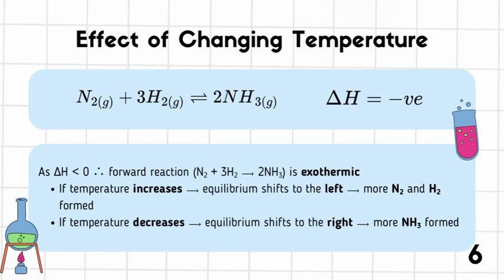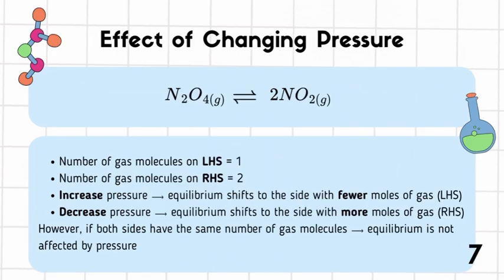On the other hand, if we decrease the temperature, the equilibrium shifts to the right, which favors the exothermic forward reaction. This means more ammonia is formed. In short, heating works against ammonia production, while cooling helps produce more ammonia. Now let's look at pressure, which only affects gaseous reactions.